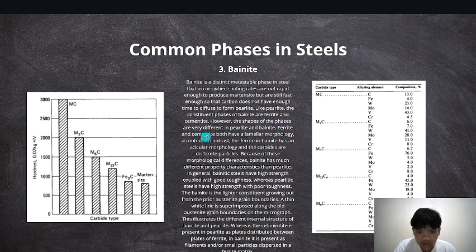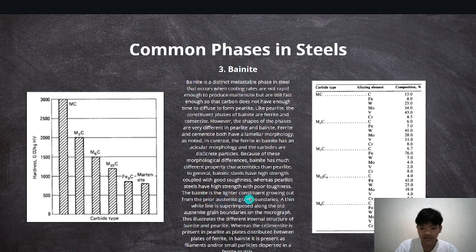However, the shapes of the phases are very different in pearlite and bainite. Ferrite and cementite both have a lamellar morphology in pearlite. In contrast, the ferrite in bainite has an acicular morphology and the carbides are discrete particles. Because of this morphological difference, bainite has much different property characteristics than pearlite. In general, bainitic steels have high strength coupled with good toughness, whereas pearlitic steels have high strength with poor toughness.